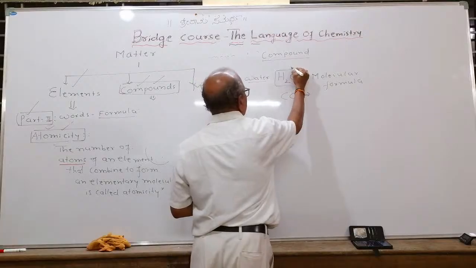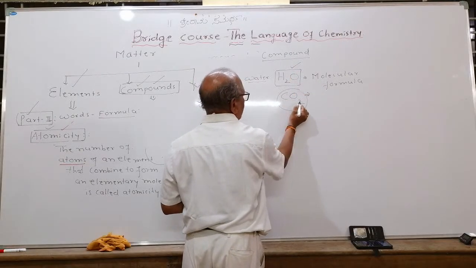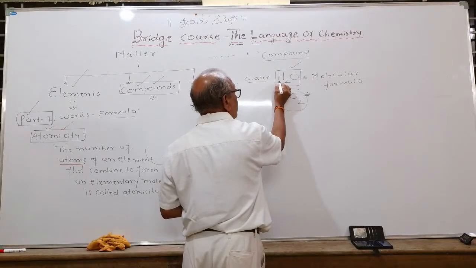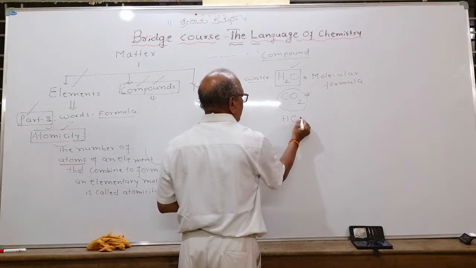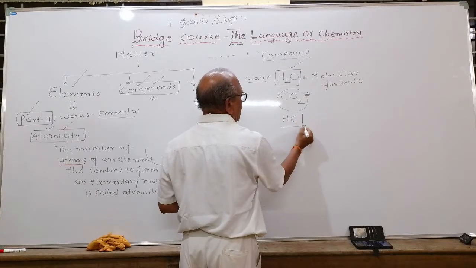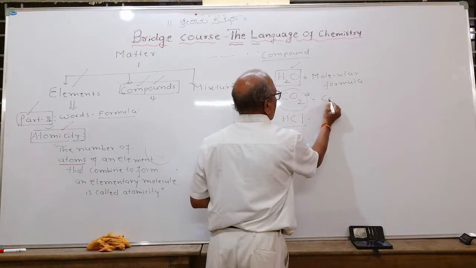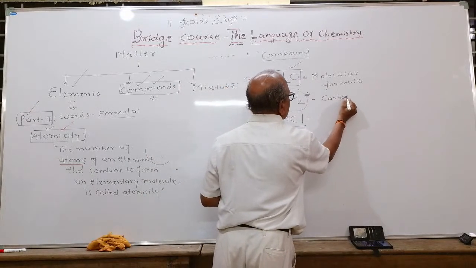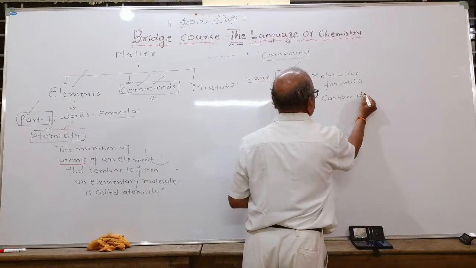Now, the question is, why should we write the formula of a compound as CO2 only? Why should we write the formula of the compound as H2 only? And you know, right? Can you name this compound? HCl. You know that it is an acid. This is carbon dioxide.